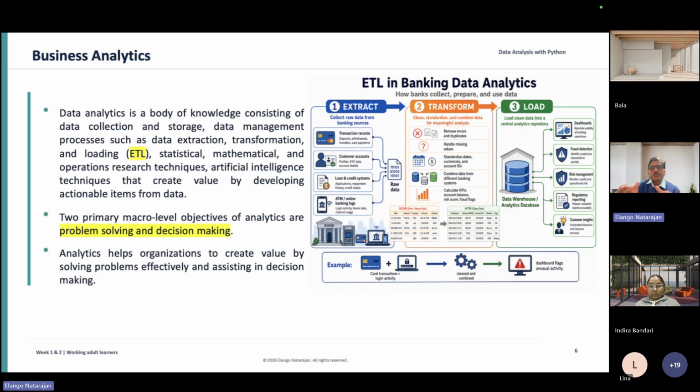On the right, you can see a picture with the description of the data analysis process for a banking application. We get data from transaction records, from the customers, from credit systems, from ATMs or other online transactions. So we get plenty of data from various sources, but this data cannot be used or processed immediately, because it is raw data. Raw data may not be in the right or standard form.